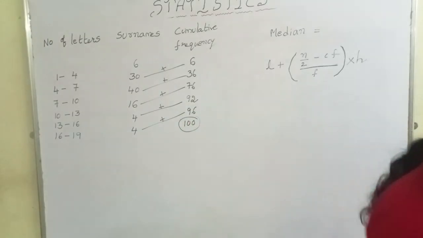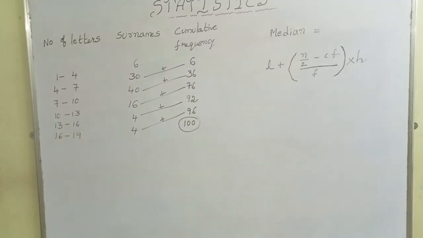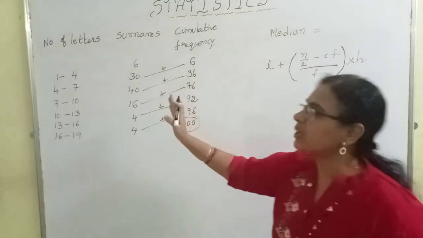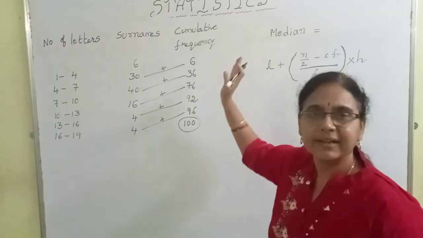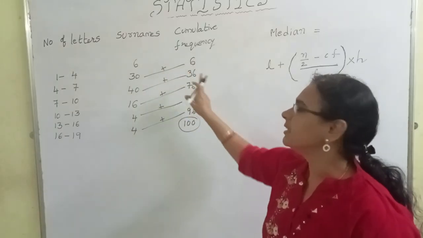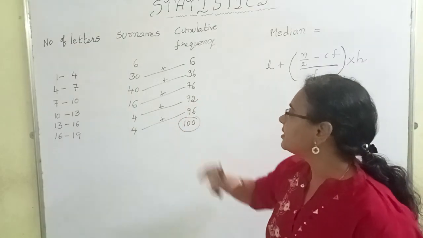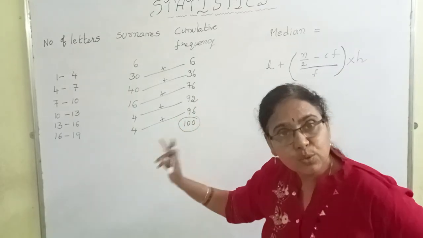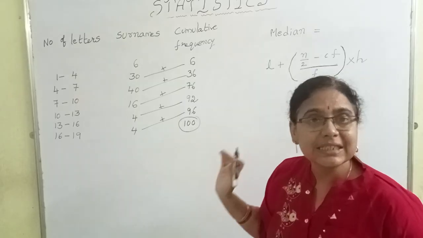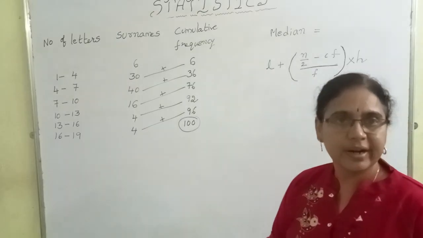100. Did you understand? Cumulative frequency means you have to do the addition. The first one is as it is. From the next onwards you have to add. 6. 6 plus 30, 36. 36 plus 40, 76. 76 plus 16, 92. 92 plus 4, 96. 96 plus 4, it's 100.